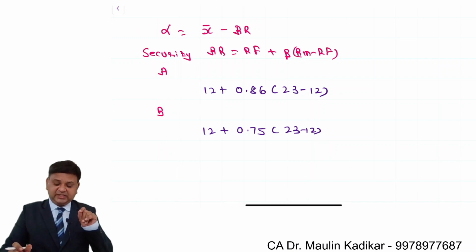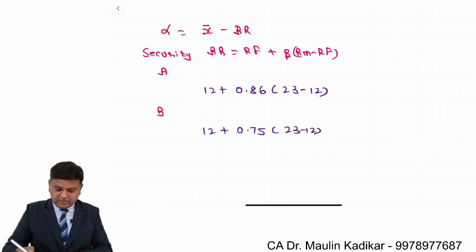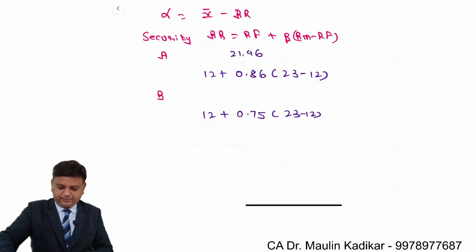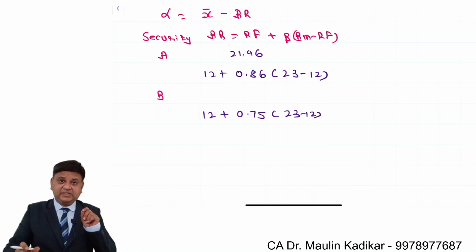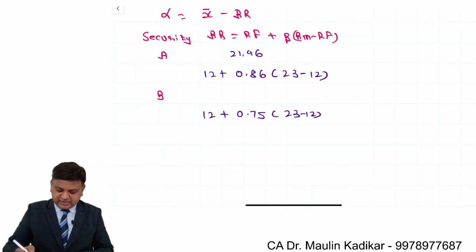23 minus 12 is 11 into 0.86. That is 9.46 plus 12. That comes to 21.46. Again 23 minus 12 is 11. 11 into 0.75 is 8.25 plus 12, that is 20.25.